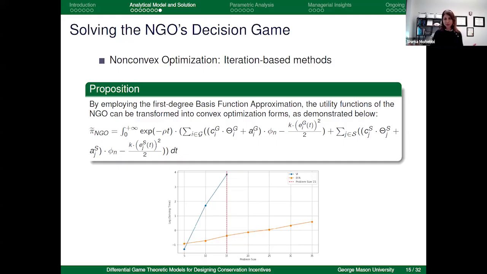And to put this into perspective here, you can see the computation time comparison between value iteration and the basis function approximation method against the number of players in the decision game. When we have 15 water users, the value iteration will not find a solution within 24 hours, our computational limit. So scalability is critical for this application domain.